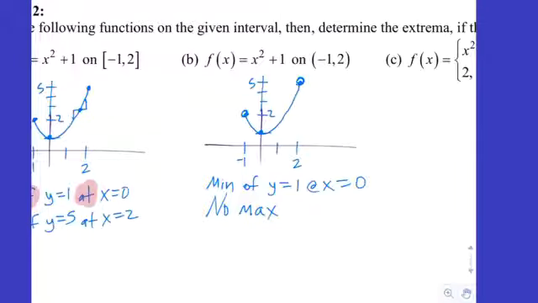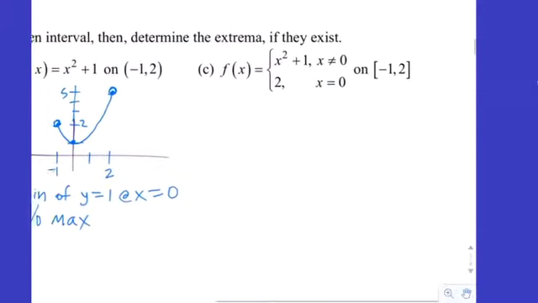So let's see. Endpoints were kind of important to have, weren't they? Because endpoints could be absolute extrema, and here we didn't have endpoints, so maybe having endpoints on the interval is kind of a prerequisite for being guaranteed a max and a min. Would you agree? Yeah. Okay.